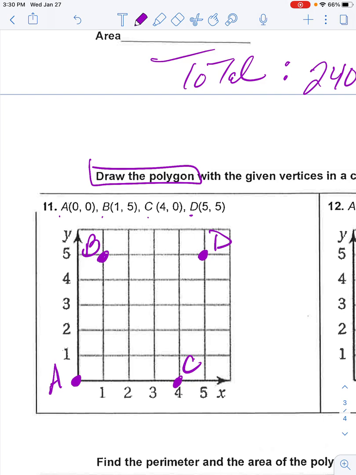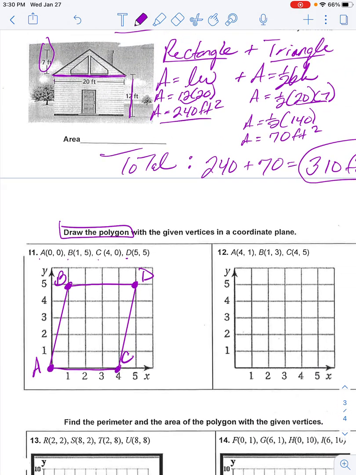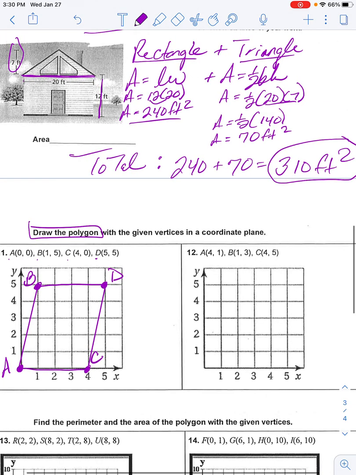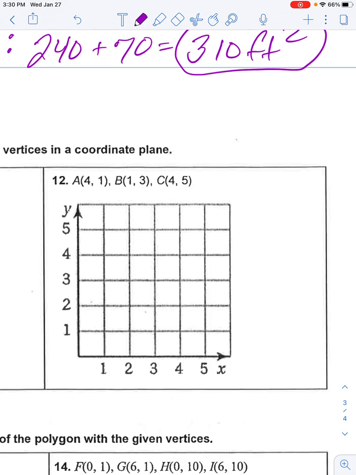And it says draw the polygon. So you're going to connect those dots. So this is going to be a parallelogram. Okay. So label them tomorrow, A, B, C, D, and connect the dots.